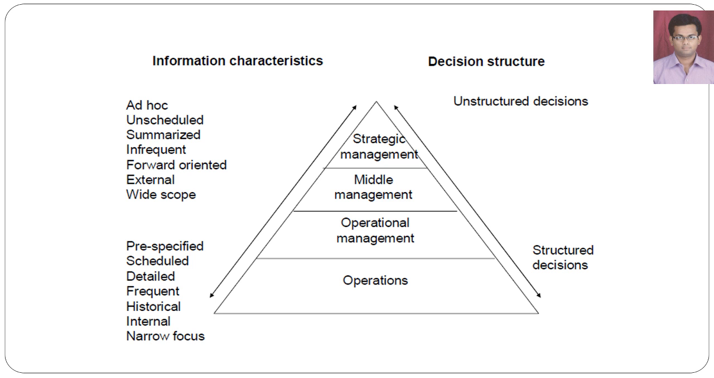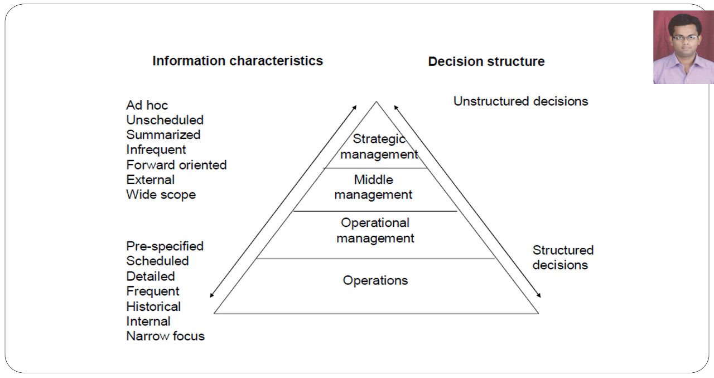Now, if we talk about the information characteristics towards the top, then these characteristics are considered to be ad hoc, unscheduled, summarized, infrequent, forward oriented, external, and having a wide scope. And in a similar fashion, if we talk about the decision structure, then obviously it is seen that unstructured decisions are prominently taken by the strategic management.